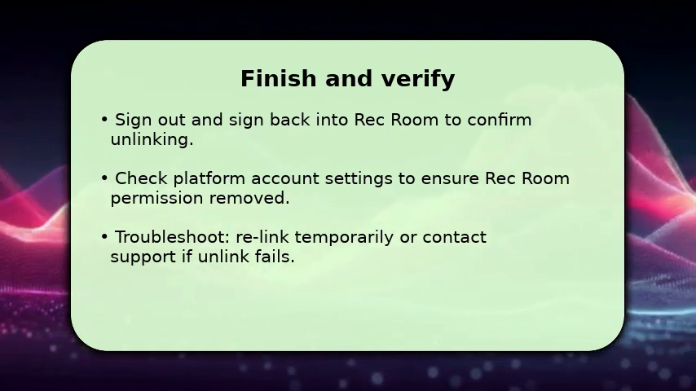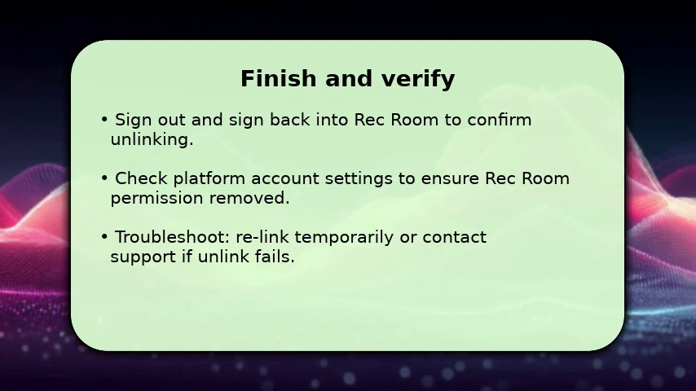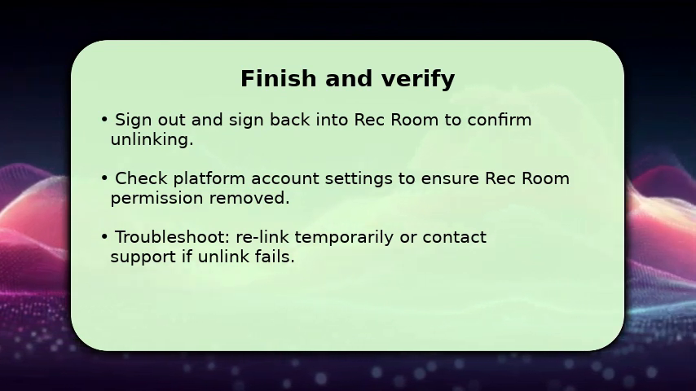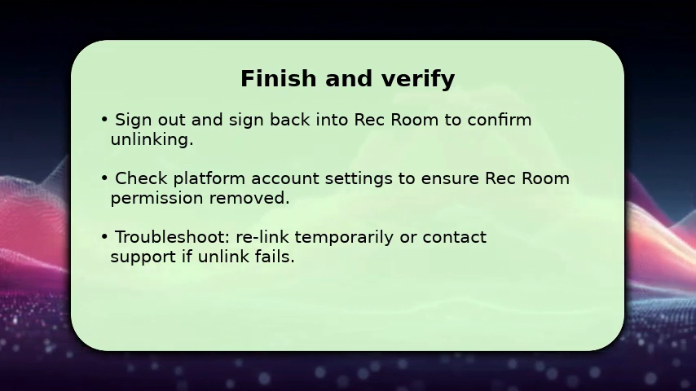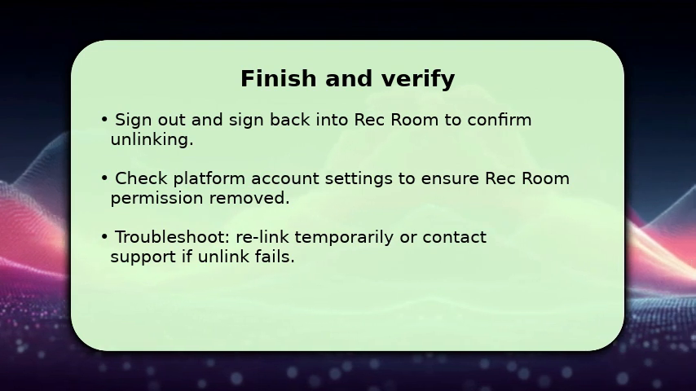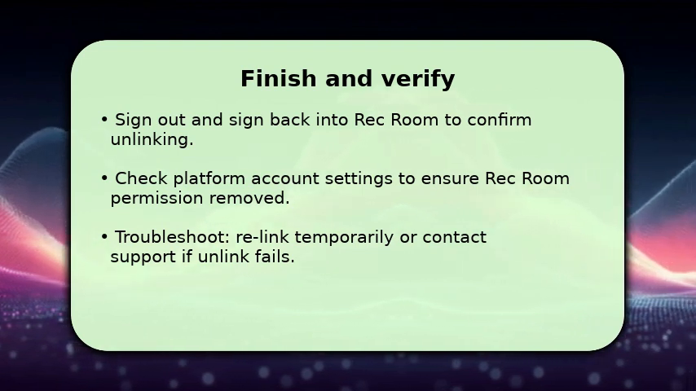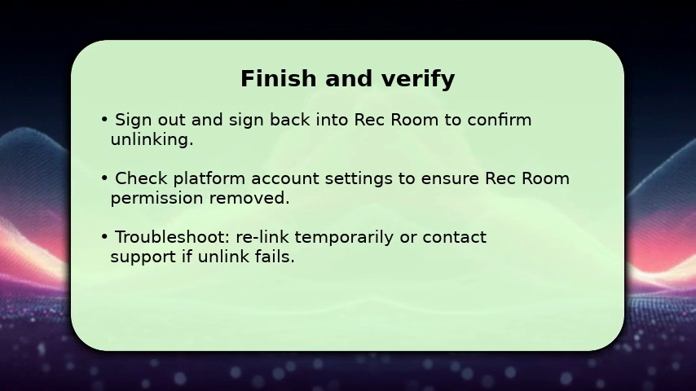If things go wrong, try relinking then unlinking again, or clear app cache and repeat the flow. Sometimes a transient token blocks removal. If persistent errors occur, contact Rec Room support with timestamps and screenshots so they can trace the unlink process.